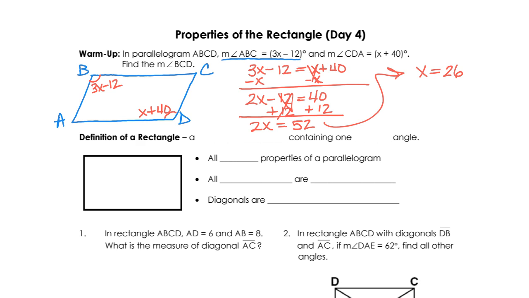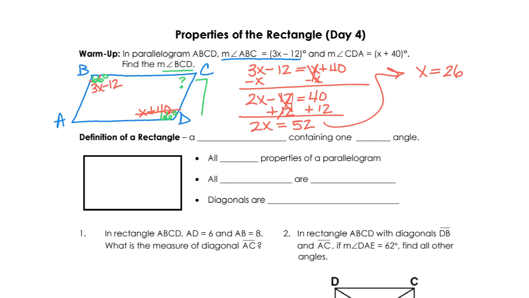Except they want to know not just the value of x, they want to know angle BCD. Well, BCD doesn't have an expression. So we're going to have to plug into the angles that we do have. So our x plus 40 is going to become 26 plus 40, which is 66 degrees. This one is also going to be 66 degrees.